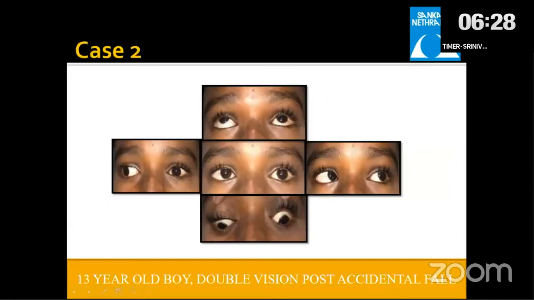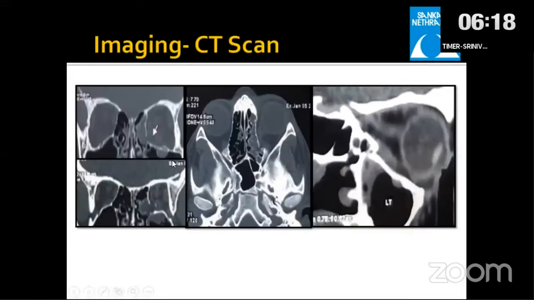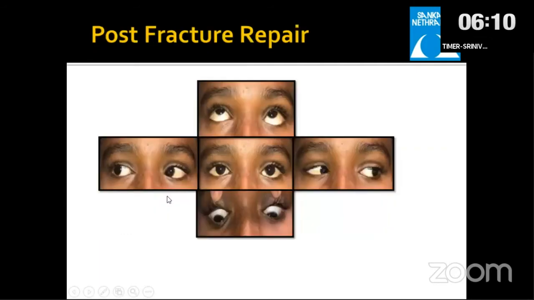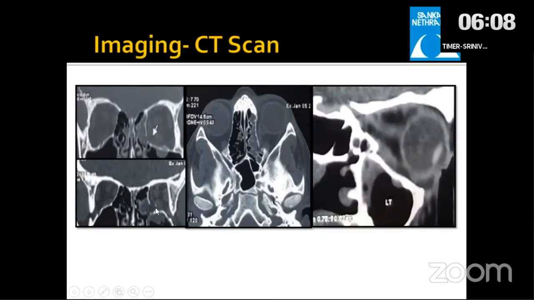Now another case, a 13-year-old boy who complains of double vision after an accidental fall, and here you can see depression is limited in the left eye. This is the imaging. Here also you see the most common site where the orbital fracture takes place, the inferomedial wall. There is a fracture in the inferomedial portion, and the contents have herniated into the sinuses.